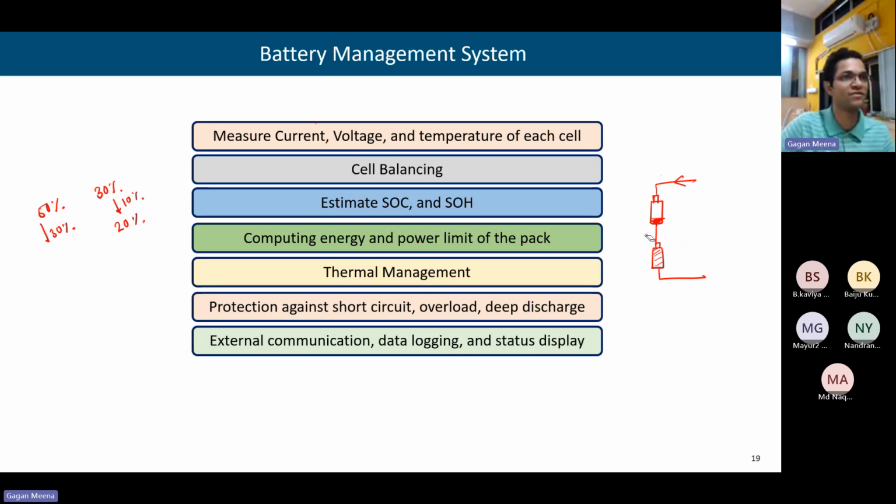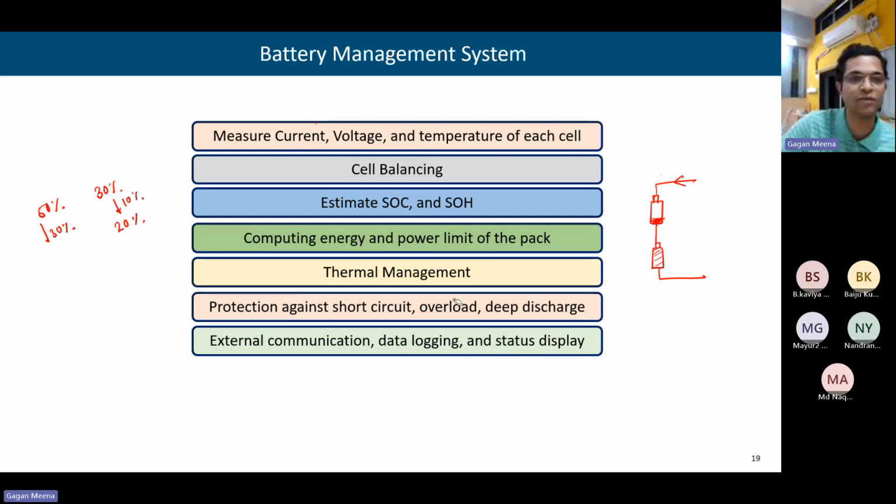Yes, you want to ask something? Yeah, SOH, can you explain a little bit? Is it related to charging discharging cycle, or is it similar to SOC? I mean, the reciprocal of it. No, no. SOH is not reciprocal of SOC.